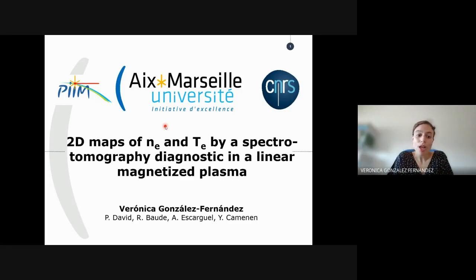So I would like to present this work titled 2D maps of electronic density and temperature by spectrotomography diagnostic in a linear magnetized plasma. This work has been done in the BIM laboratory at the Aix-Marseille Université and the CNRS.